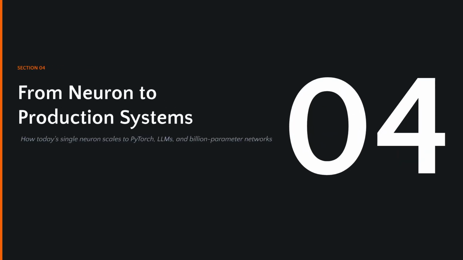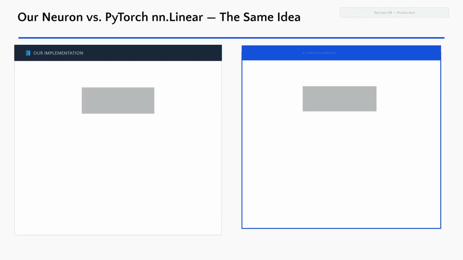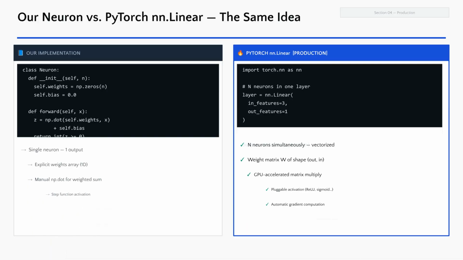Finally, we connect our foundational neuron to production systems. We examine how this simple unit scales up to become the core component of massive frameworks like PyTorch and large language models. Our NumPy neuron and PyTorch's nn.Linear component are mathematically identical. PyTorch extends this idea by vectorizing it for simultaneous computation of many neurons, accelerating it with GPUs, and adding automatic gradient calculation for efficient training. The linear algebra remains the same.